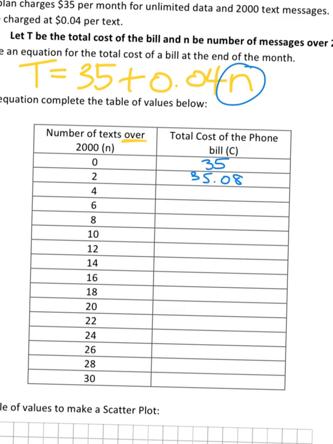Okay, so now we want 4 text messages over 2,000. So we'll go 0.04 times 4. I have 16 cents, and we're going to add on the $35. So that'll be $35.16. Do you see it's going up by 8 cents each time? We have adding on 8 cents here and adding on 8 cents there. So you can finish your table here just by adding on 8 cents, 0.08, and we're going to get 35.24, and then 35.32, and then 35.40. So finish off that table. I'll show you my numbers in a second, and then you can go ahead and make your scatter plot.